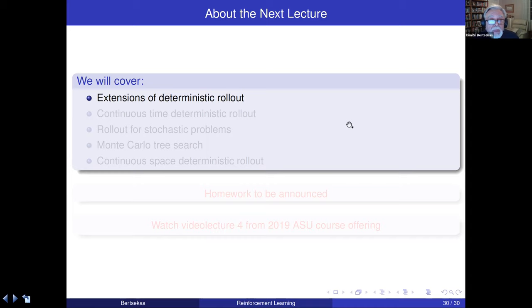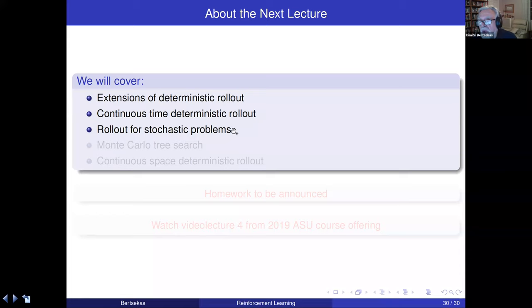Then we will look at extension of rollout for continuous time control. Our course focuses on discrete time problems, but looking at continuous time problems and deterministic rollout actually gives a clue of what can go wrong in discrete time problems as well. So we will look at this issue here. Then we're going to go to stochastic problems and look at rollout and the extension of the cost improvement property for them.